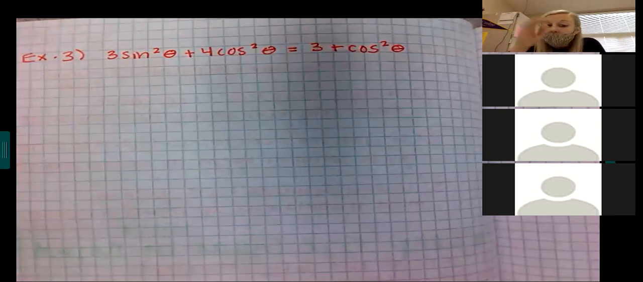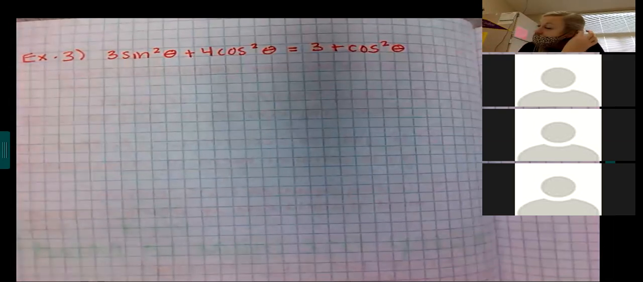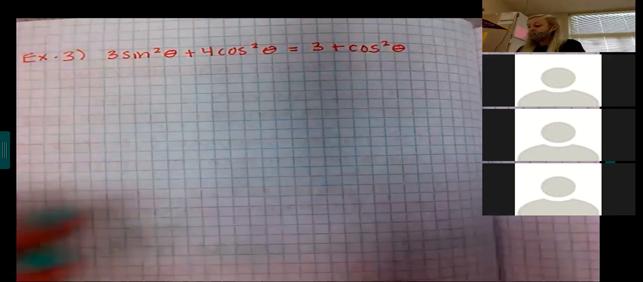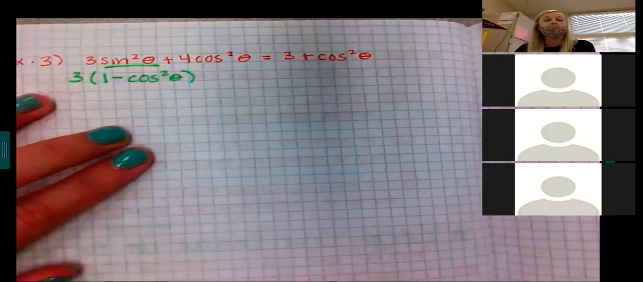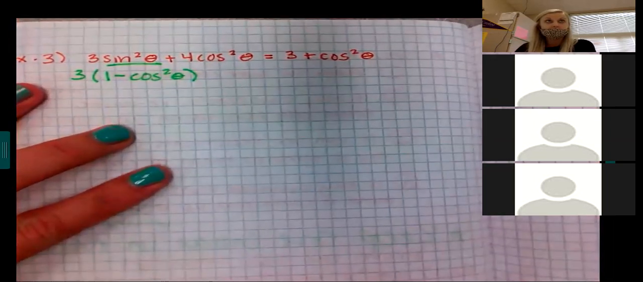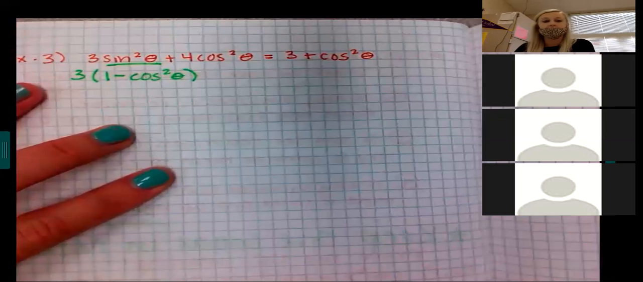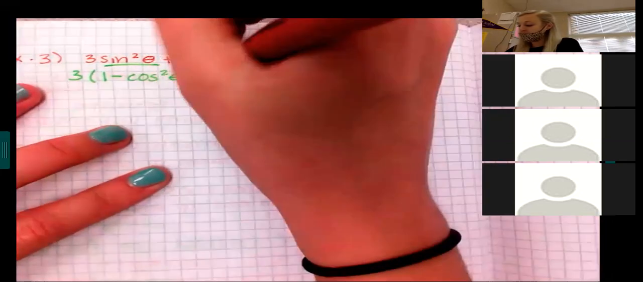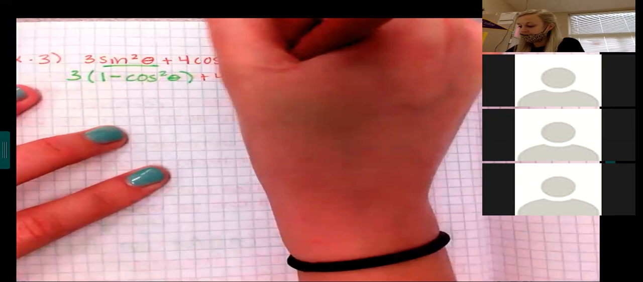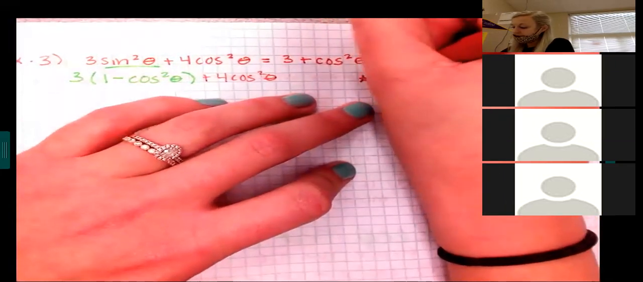All right. Multiple ways to do it. I think the 2 ways I'm gonna show you are the easiest. The way I did it was I replaced sine squared theta with 1 minus cosine squared. That is your Pythagorean identity. Sine squared is 1 minus cosine squared. Stick the 3 out front. Then I'm gonna bring the other stuff down: plus 4 cosine squared theta. So this was the Pythagorean identity.